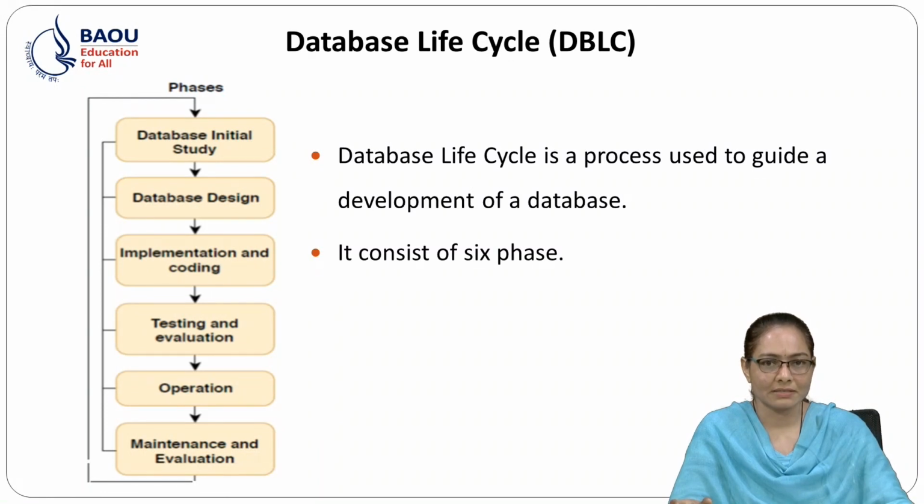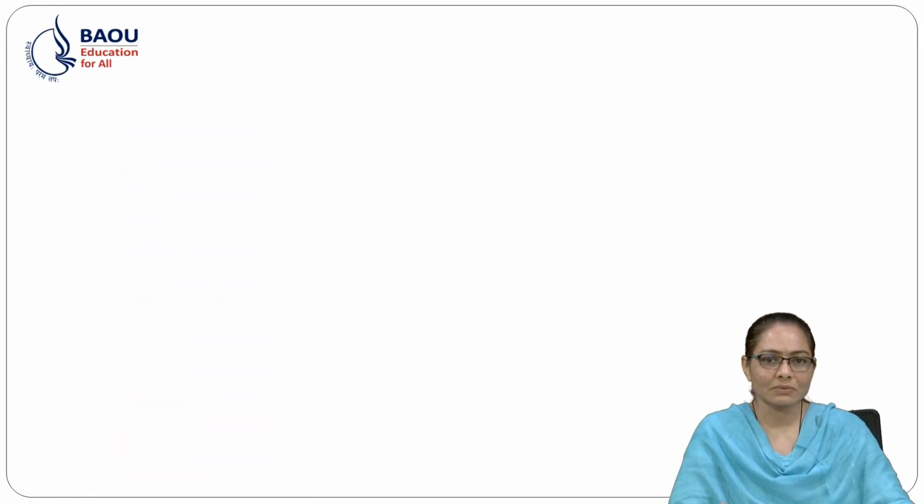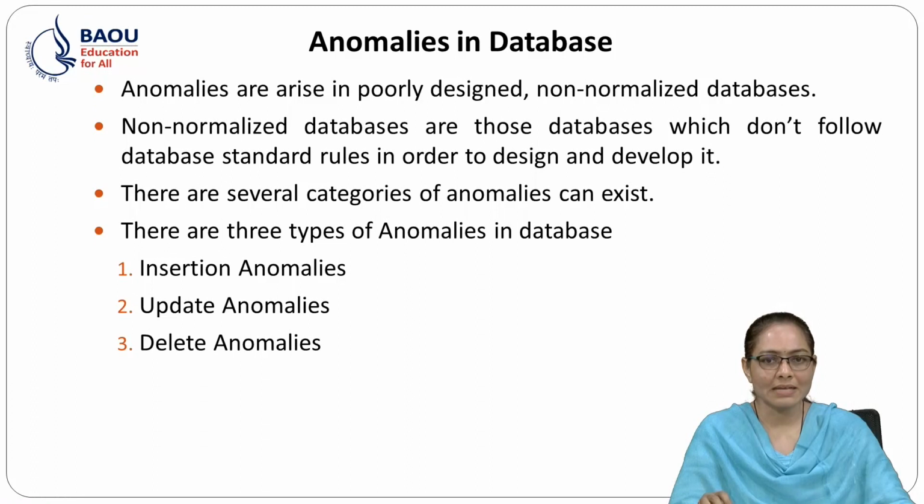Now the last one is the anomalies in the database. Now the anomalies arise in a poorly designed non-normalized database. Non-normalized databases are those databases which don't follow the database standards or rules in order to design and develop them. There are several categories of anomalies that can exist. There are three types of anomalies in the database. First is the insertion anomalies, second one is the update anomalies, and third one is the delete anomalies.